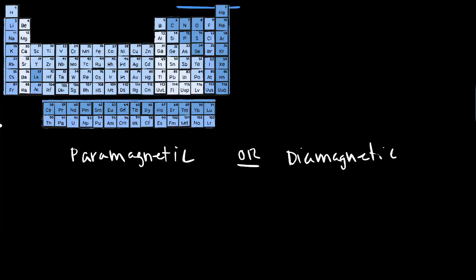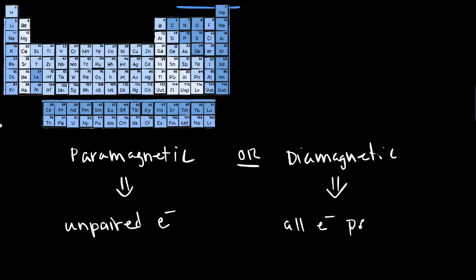And so what you're going to want to remember here, the key distinction is when we're looking at something that is paramagnetic, it's going to have unpaired electrons versus a diamagnetic atom or ion. There, all the electrons are going to be paired. It's as simple as that, really.